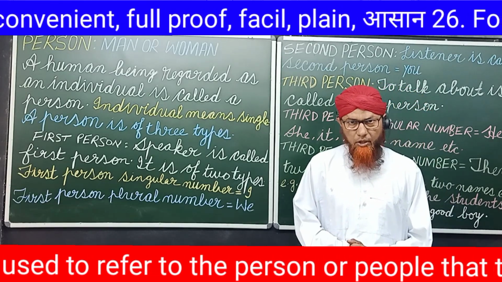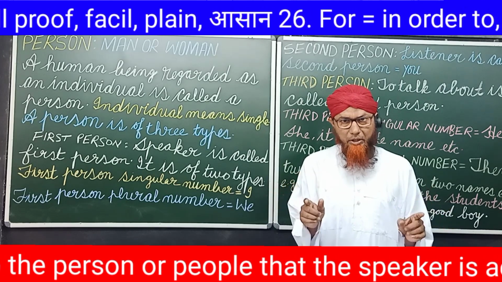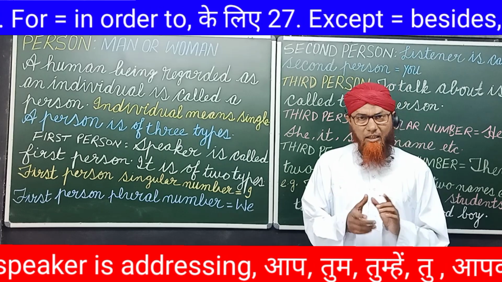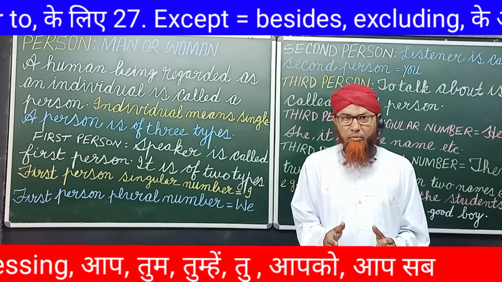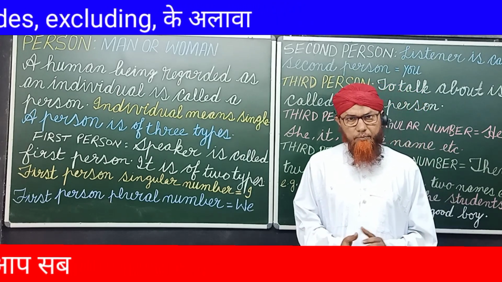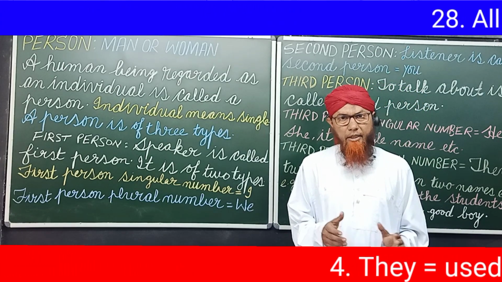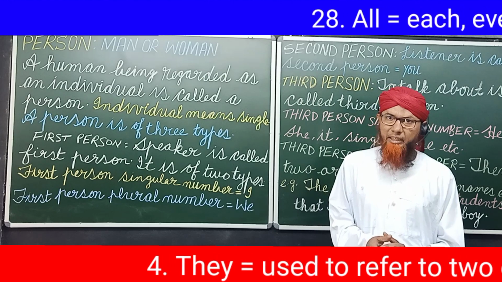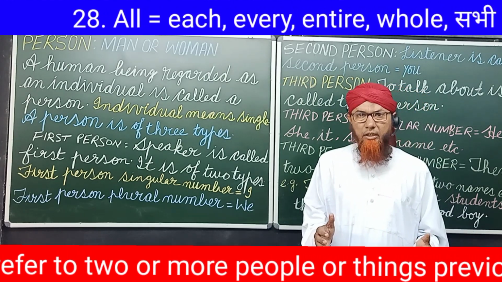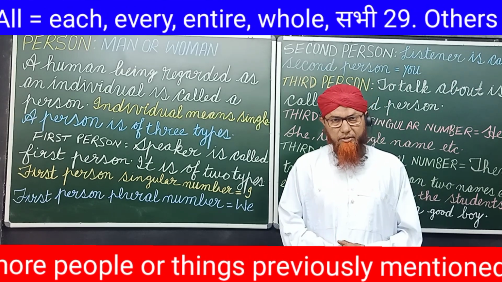Without knowing person, you will not be able to speak and write English properly. If you understand the person well, then it will be very easy for you to speak and write English. Person plays an important role in speaking and writing English. Person usually serves as the subject.